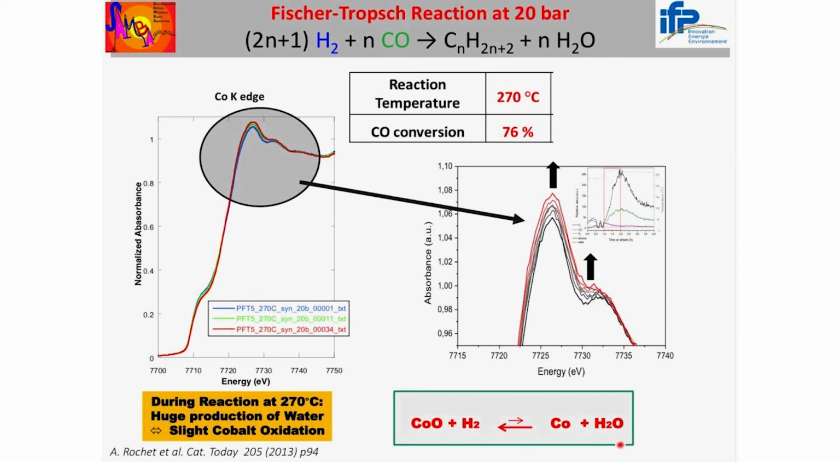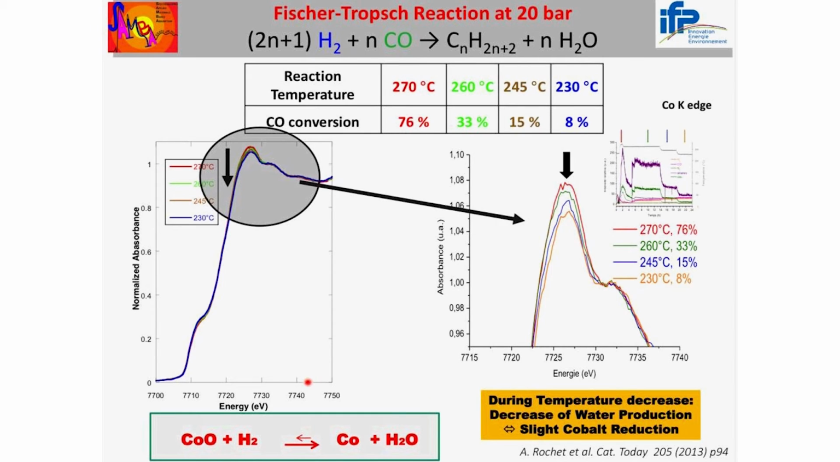And regarding this huge formation of water, the system reacts in order to shift this reaction towards the left, and that means to change the active species towards a less reduced species, towards this cobalt oxide species. That's for the results obtained at a given temperature.